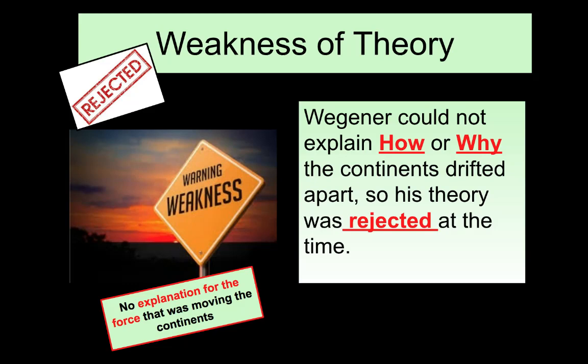And that's what led to the rejection of his hypothesis or his theory in the early 1900s. Rejected. Wegener spent his life working to support his idea, and in the end, it was rejected in his lifetime because he could not explain the how or the why the continents drifted. And there you have the story of Alfred Wegener's theory.